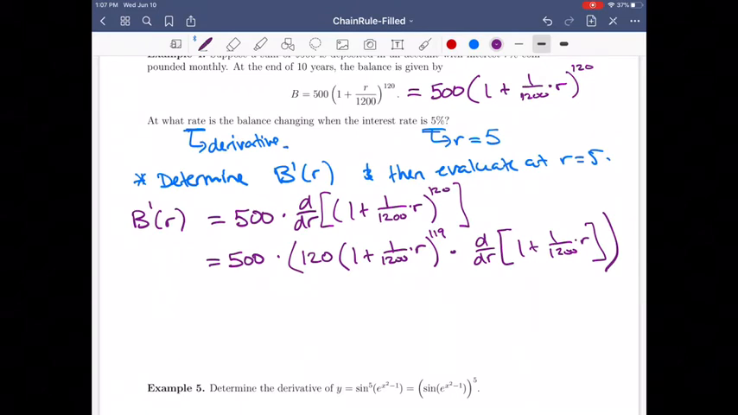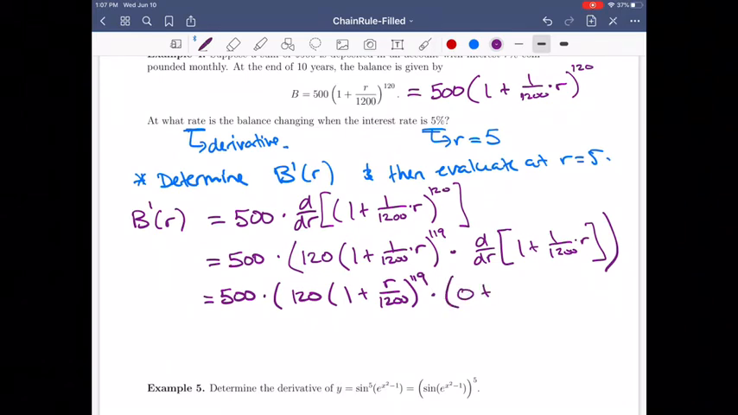Okay, so this is going to be 500 times 120, 1 plus r over 1200 to the power 119. And now I want to times by the derivative of this inside bit. So the derivative of 1 is 0, and the derivative of a constant times r is just the constant. Okay, so I should have written this is, so this part is the outer derivative, and now we're doing the inner derivative.